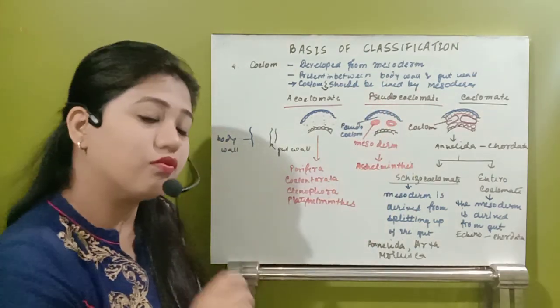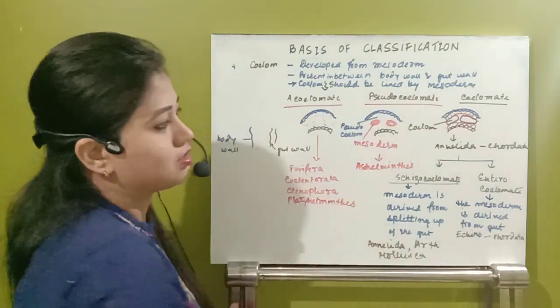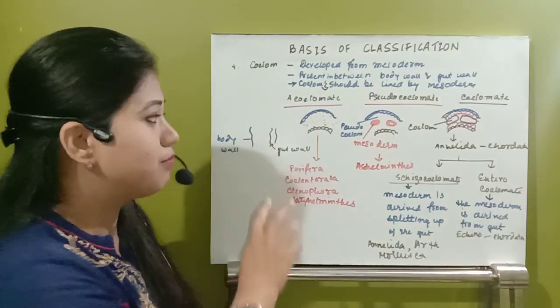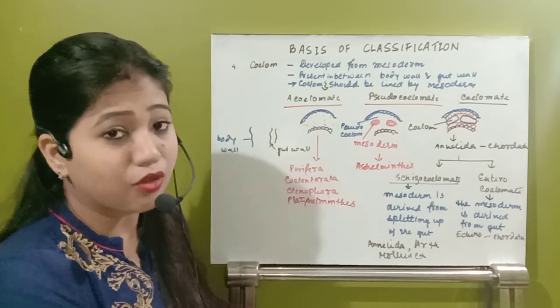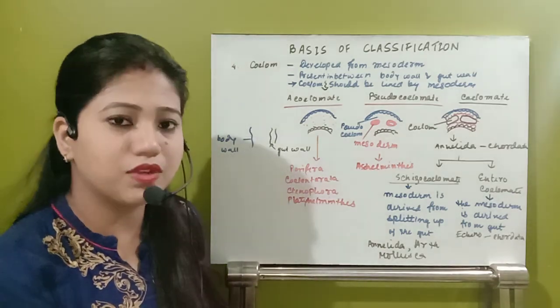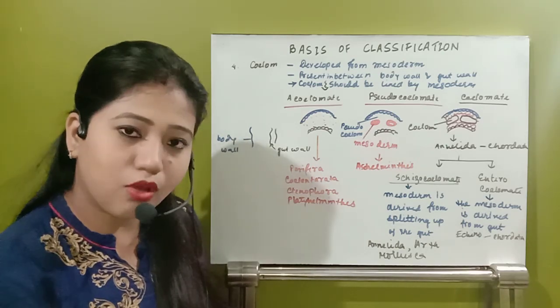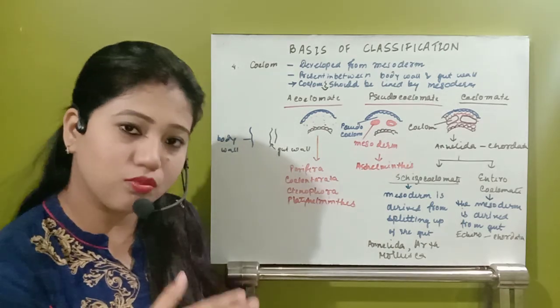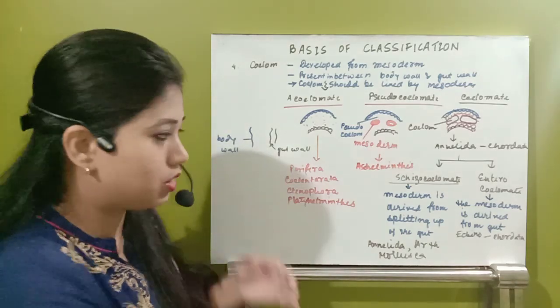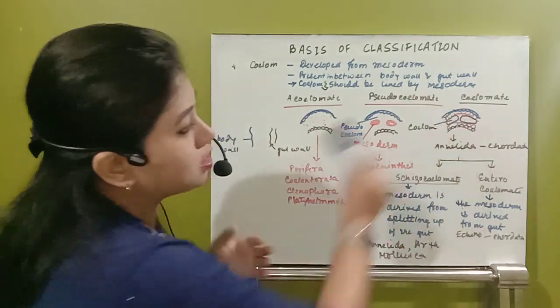So that type of animal is known as a pseudocoelomate animal. What is that phylum? Aschelminthes. This is the phylum which is pseudocoelomate. Now the last one, that is the eucoelomate or coelomate animal, which has the mesoderm. They form the body cavity, the coelom is there, and the coelom is lined by the mesoderm. So that type of animal is a coelomate animal. The coelom has been formed here.